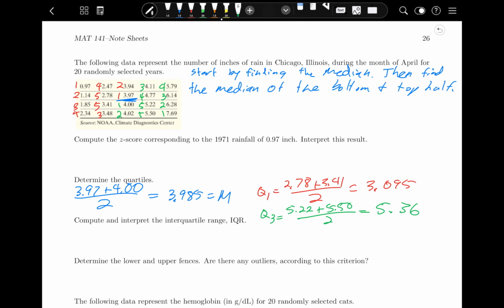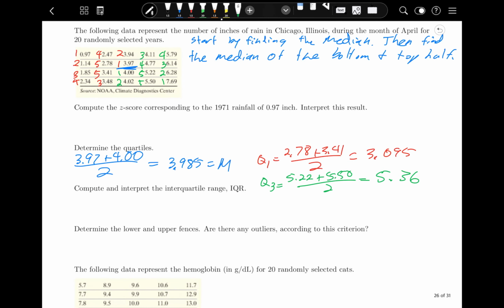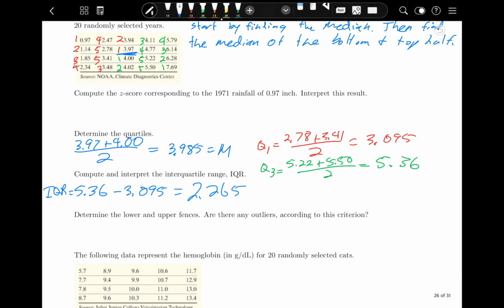And now we can compute and interpret the interquartile range. So that would be 5.36, this is the IQR, 5.36 minus 3.095, which equals 2.265. And remember, the interpretation of the interquartile range is it's the range of the middle 50% of the data, and then determine the upper and lower fences and see if there are any outliers.